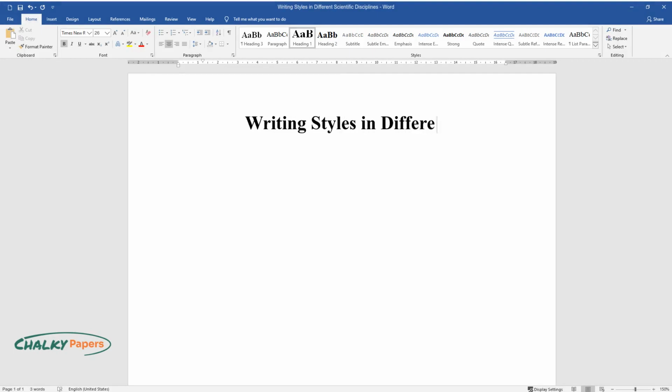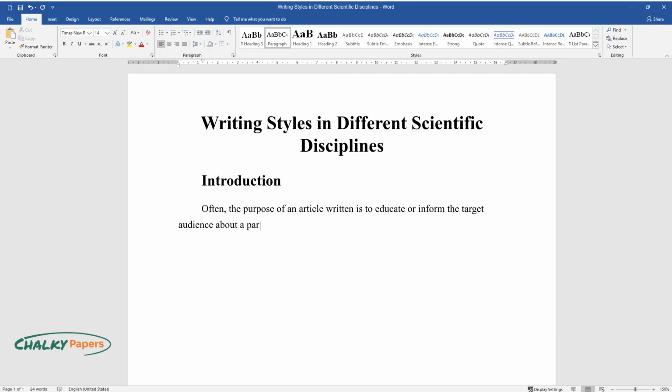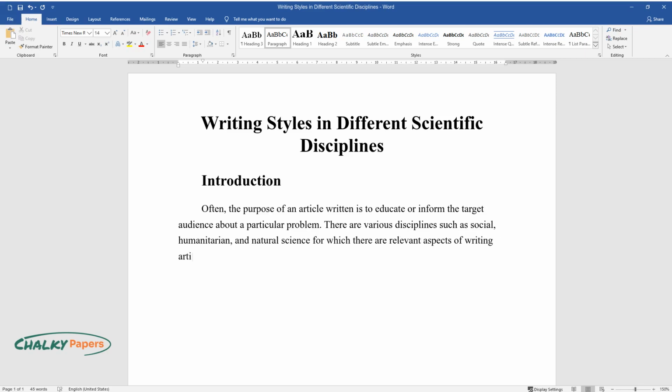Writing styles in different scientific disciplines. Introduction. Often, the purpose of an article written is to educate or inform the target audience about a particular problem. There are various disciplines such as social, humanitarian, and natural science for which there are relevant aspects of writing articles.